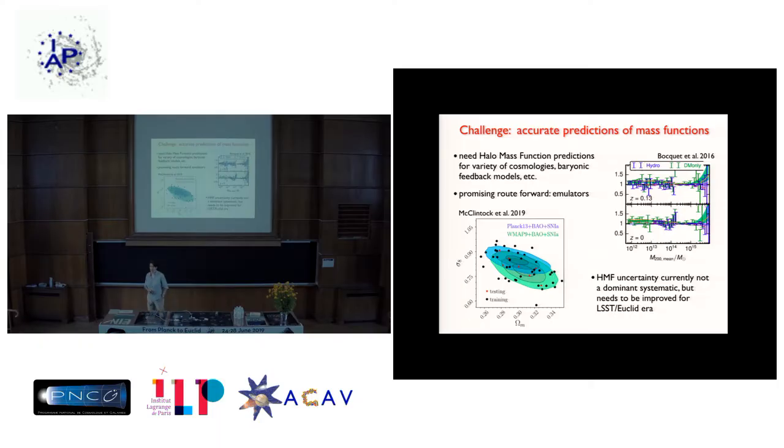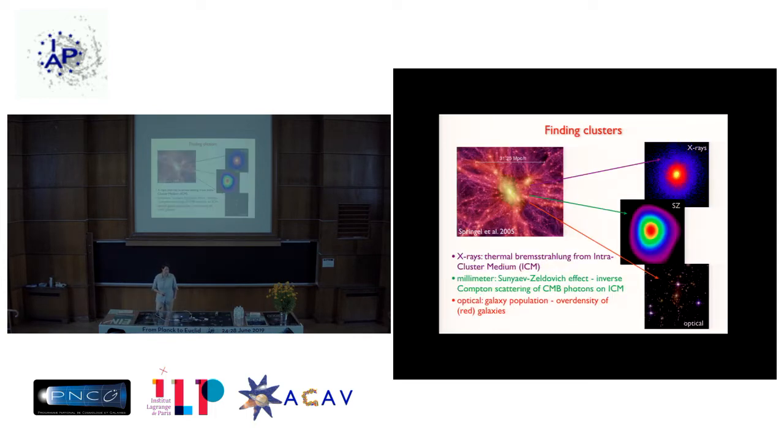All right, and I put in some slides about challenges. I'm not going to talk much about these simulations for the halo mass function, just saying that in the future we're going to need much more accurate and much more precise predictions of the shape of the halo mass function in different cosmologies, properly accounting for the effect of baryons. Right now, this is not a systematic uncertainty, but for the Euclid and LSST era, we're going to have to do better than we know now.